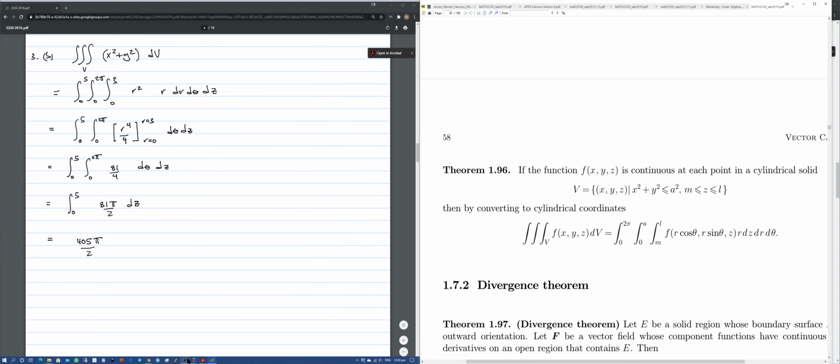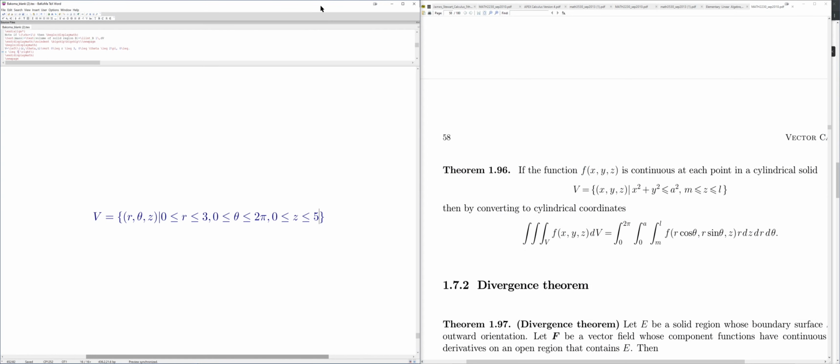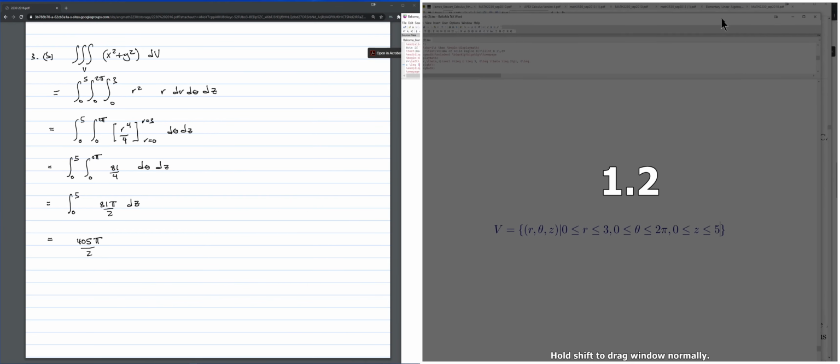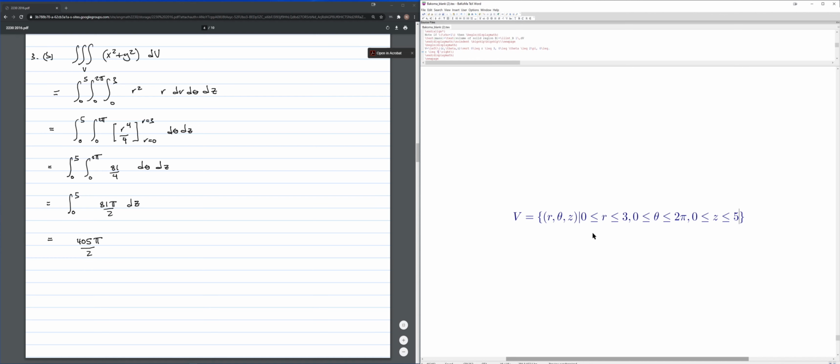The limits of integration come from expressing V as a polar rectangle. You see in here that r lies between 0 and 3, so the limits of integration for r would be 0 and 3. The limits for theta would be 0 and 2 pi, and the limits for z would be 0 and 5. So I have it set up over here.